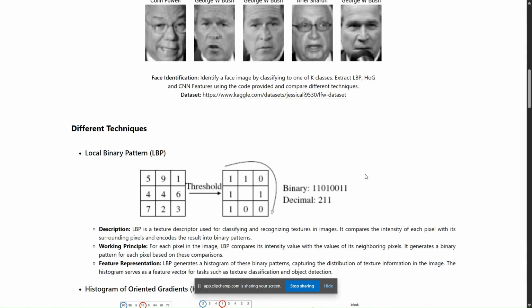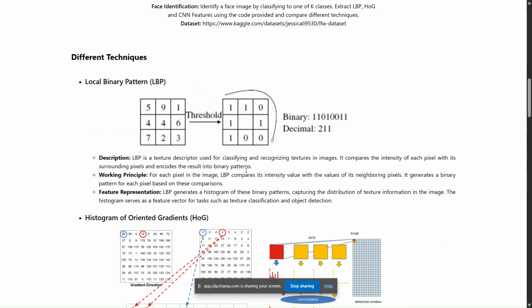We'll look briefly at the different techniques for feature recognition, like local binary pattern. What it says is it looks at the center pixel, and if the outside neighboring pixels are bigger than it, then it will assign one. Otherwise, it will assign zero. So you can see five is greater than four, so one. So it's one, one, zero, one, zero, zero, one, one. According to the number present here, it assigns zero or one.